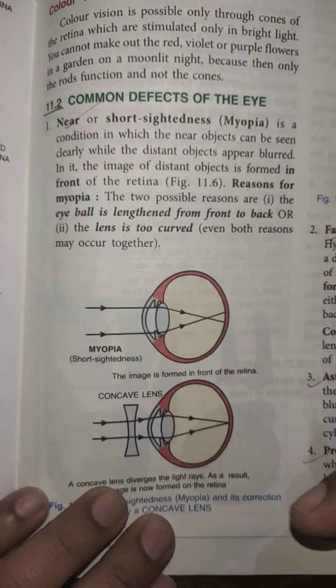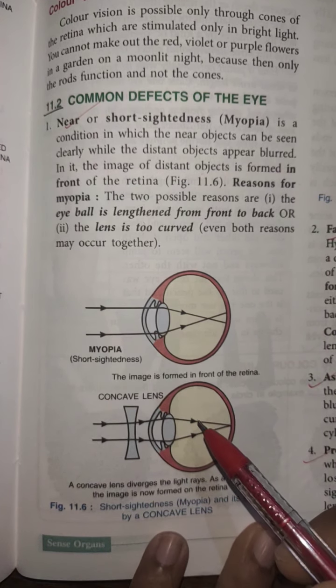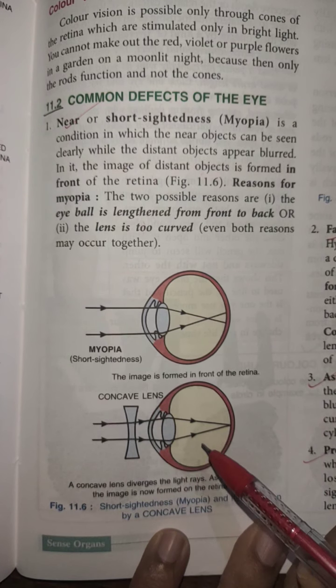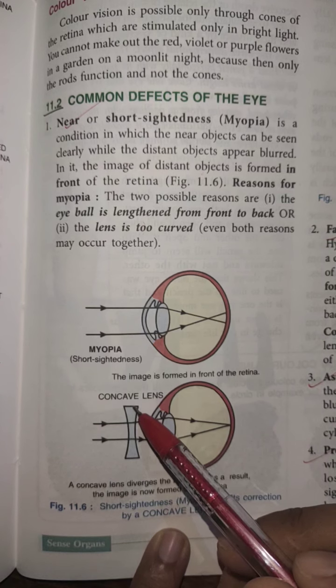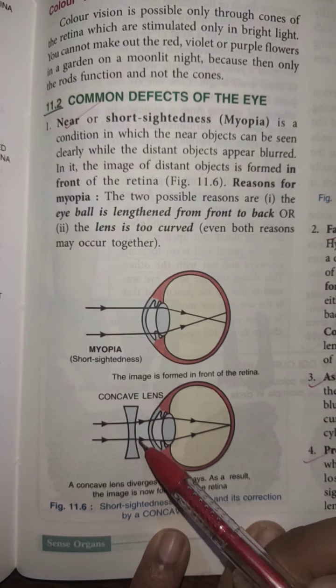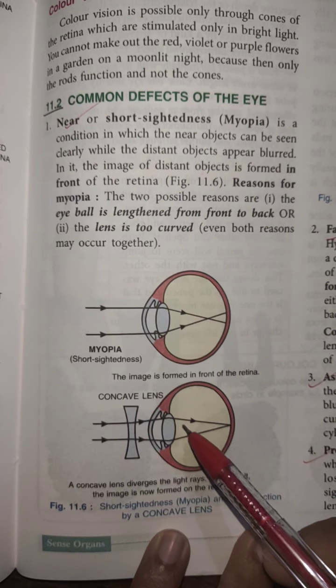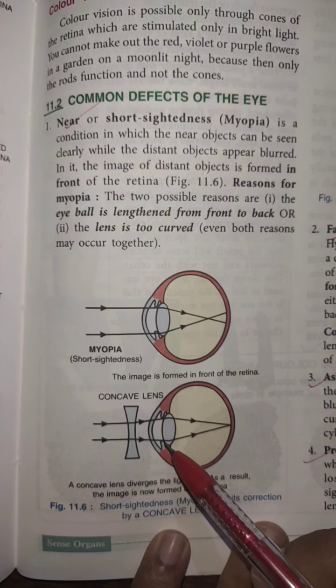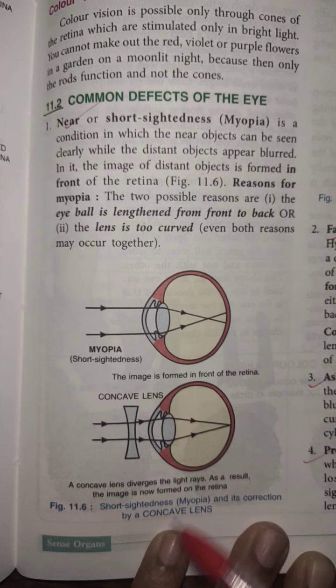The corrective measure for this is to use a concave lens. This defect can be corrected by using a suitable concave lens or diverging lens. It diverges the light rays before they strike the lens of the eye.